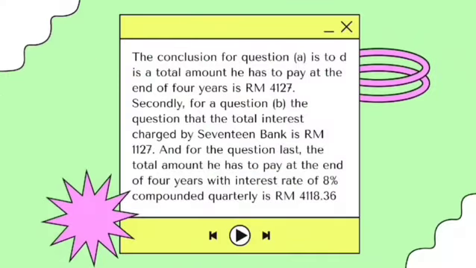Conclusion. The conclusion for question A is the total amount he has to pay at the end of 4 years is RM4,127. Secondly, for question B, the total interest charged by 17 Bank is RM1,127. And for the last question, the total amount he has to pay at the end of 4 years with an interest rate of 8% compounded quarterly is RM4,118.36.